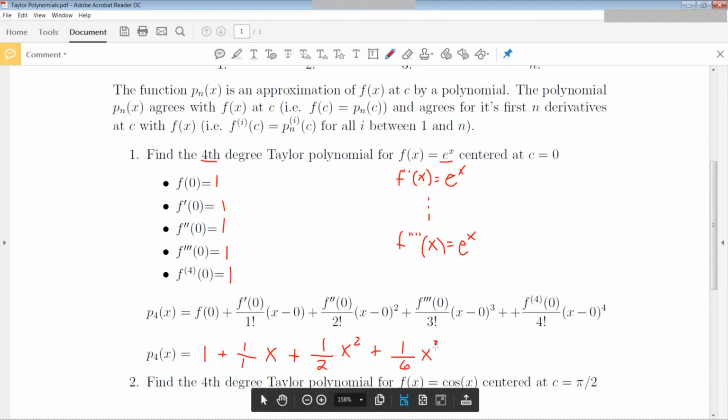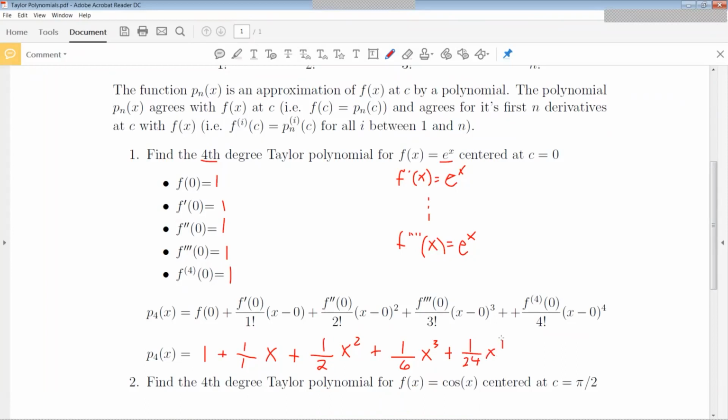And finally, plus the fourth derivative at 0, which again was 1. 4 factorial, 4 times 3 times 2 times 1 is 24. So 1 over 24, and x to the fourth.